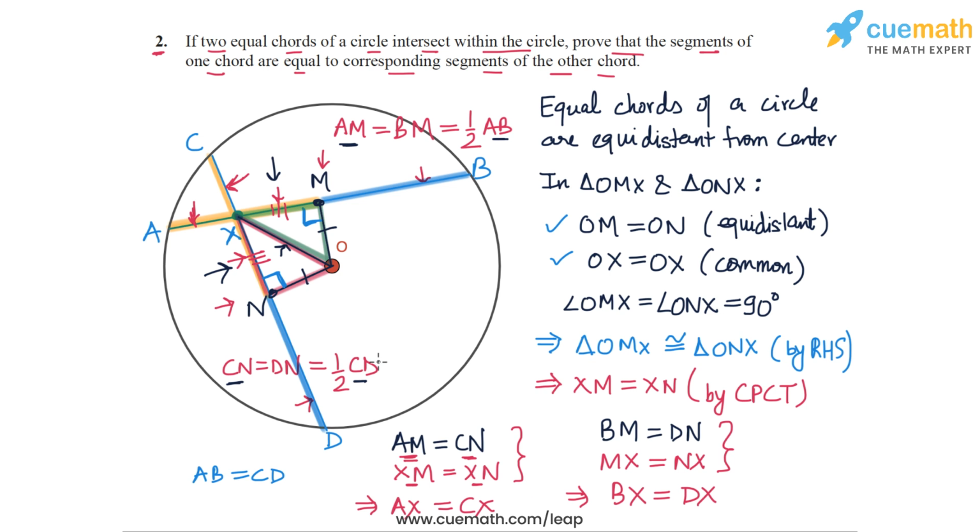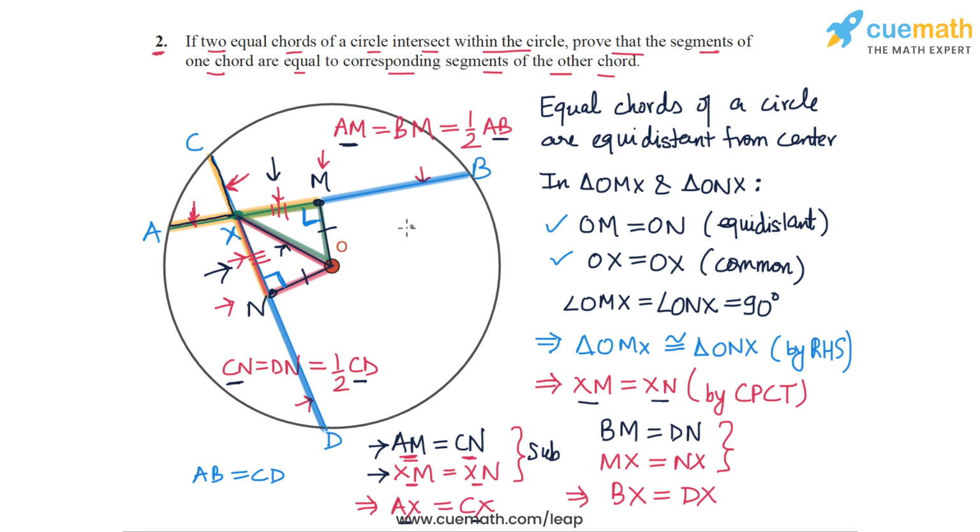So once again let me summarize what we did. To show that AX, this segment, and CX, this segment, are equal, we took AM and CN, which are equal. From the respective sides we subtracted XM and XN because these two are equal. We showed this by CPCT, and then we just subtracted. So here we subtracted the two equations and we got AX is equal to CX.